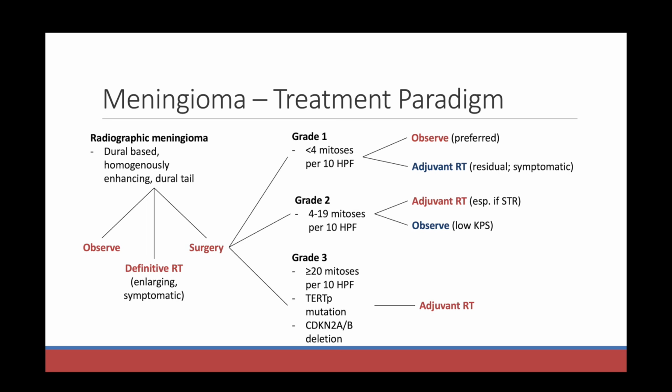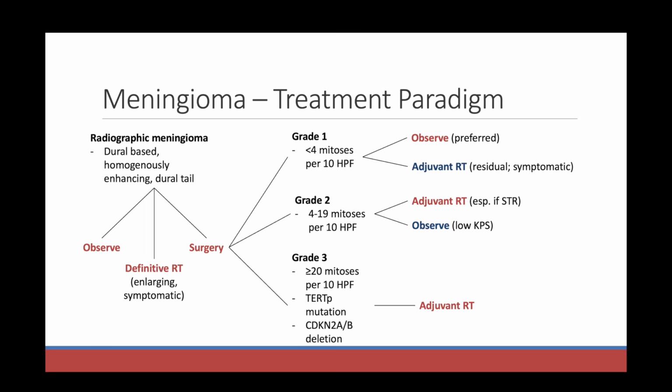And management can be definitive radiation or surgery, especially if they're very large, causing mass effect, surgery would be preferred. So definitive radiation can be done either just based on radiographic criteria, or these patients can be taken to surgery and they can get tailored adjuvant radiation. If they're taken to surgery, we grade meningiomas based on what they look like under a microscope.